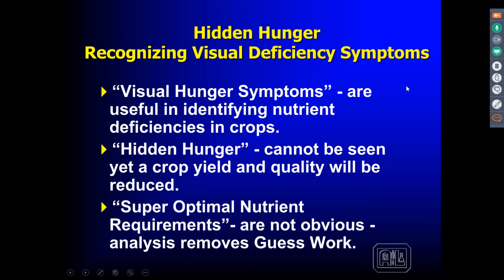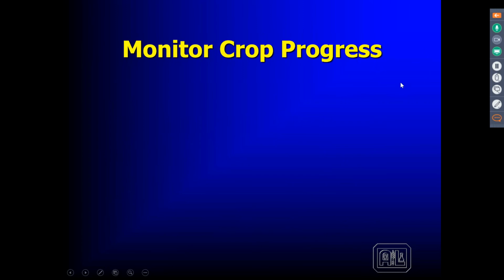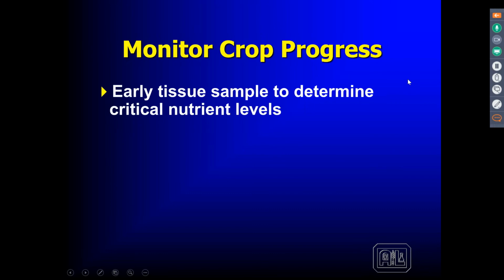So when you have an absolutely fantastic crop coming, it's more important to monitor that crop than it is some of these other crops, to make sure we don't run out of gas before the crop's actually harvested. So we want to monitor the crop in progress. Early tissue sampling to determine critical nutrient levels is key. Anything we can do prior to that crop going from vegetative to reproductive usually will solve a problem.